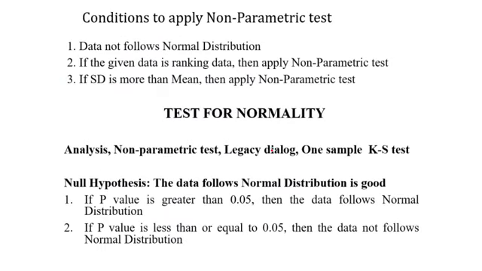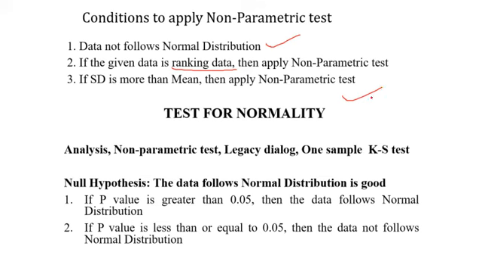And the conditions for this test: the data does not follow normal distribution, and the data is ranking data. You cannot do this test if you have got scale data, like ratio or interval data. And if the standard deviation is more than the mean, then apply a non-parametric test. That is another thing we go for. If the standard deviation, that means the variance or the variability, is too much in that particular data, then we go for a non-parametric test. In this case we'll go for this particular test, the Mann-Whitney U test.